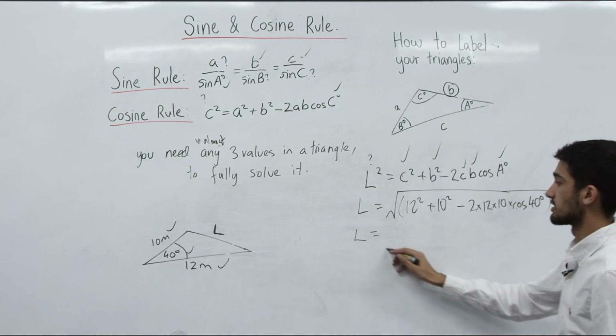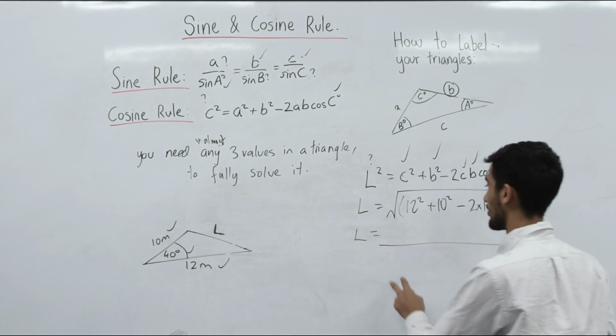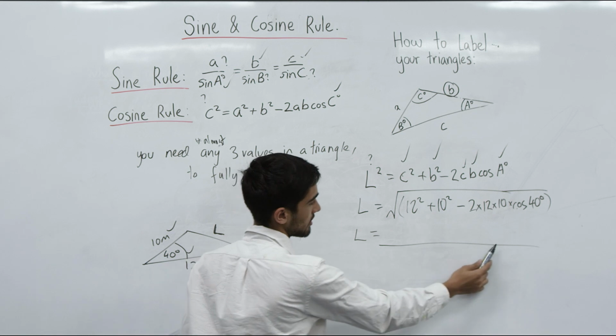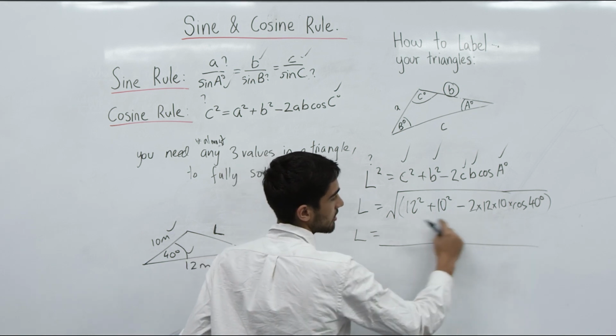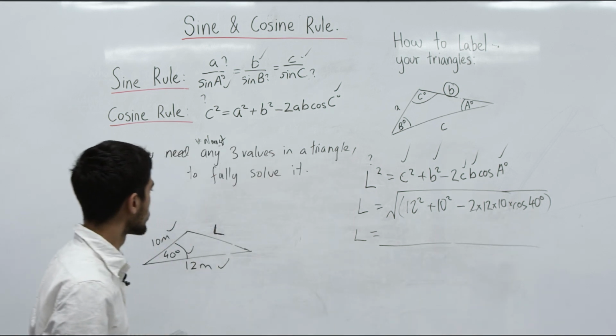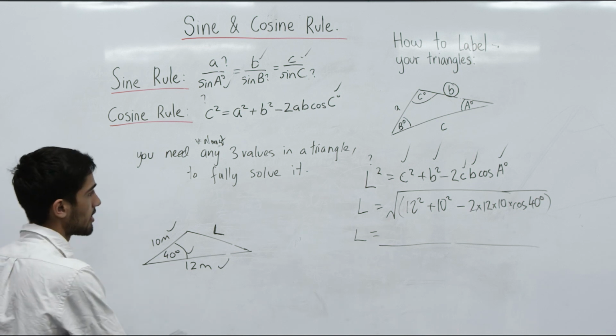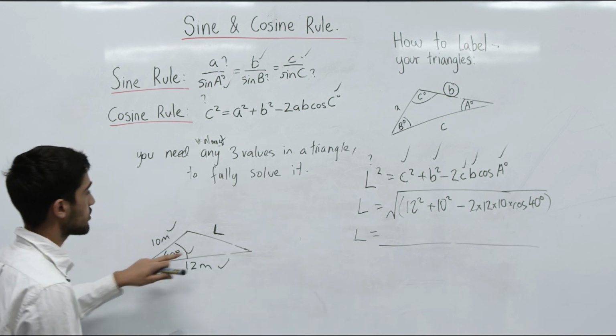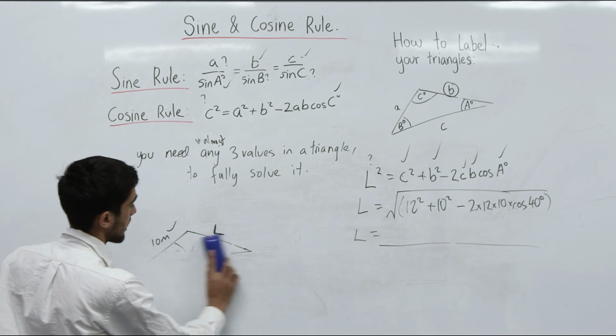And you'll get your answer. Now, unfortunately, I still don't have a calculator on me, so I cannot give you the answer, but we'll place it in there, the answer to this equation. So that is how you use the cosine rule. Now, one thing we haven't practiced is how do you find an angle? So we're going to do that now.